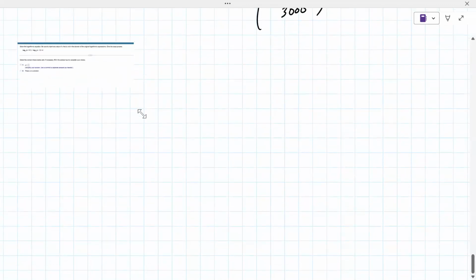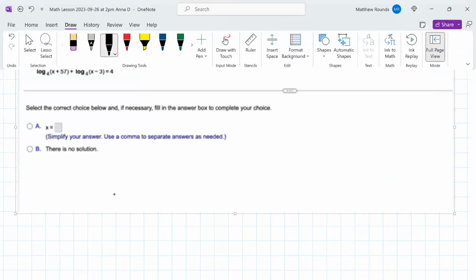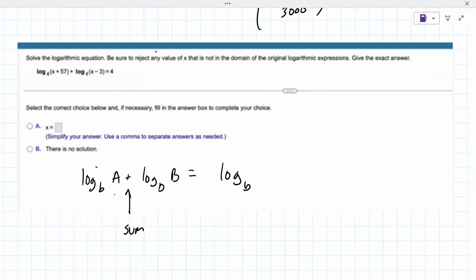All right, the next question I grabbed here is on logarithms. It says to solve the logarithmic equation. Be sure to reject any value of x that is not in the domain of the original logarithmic equation. What they're saying is you might get more than one answer, but you should check your answers. So there's a property of logarithms that says log base b of a plus log base b of b equals the sum becomes a product. That's how some students remember it, sum to product.